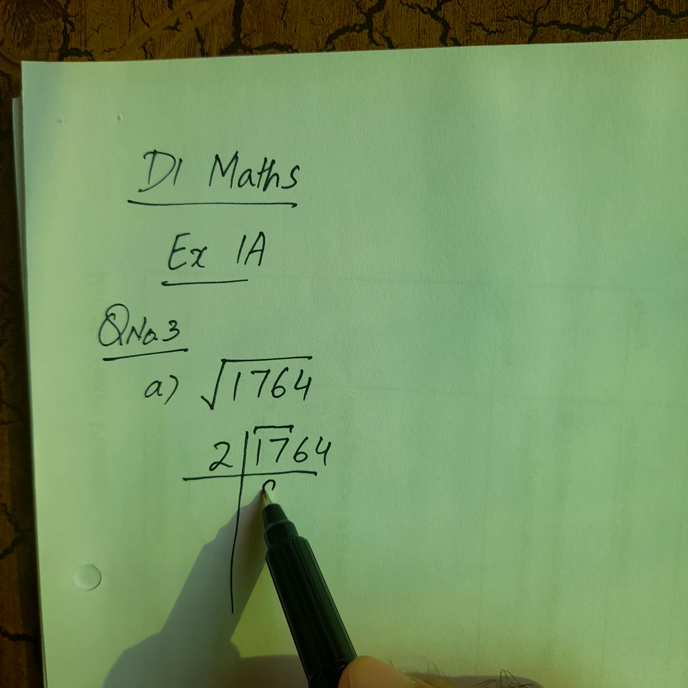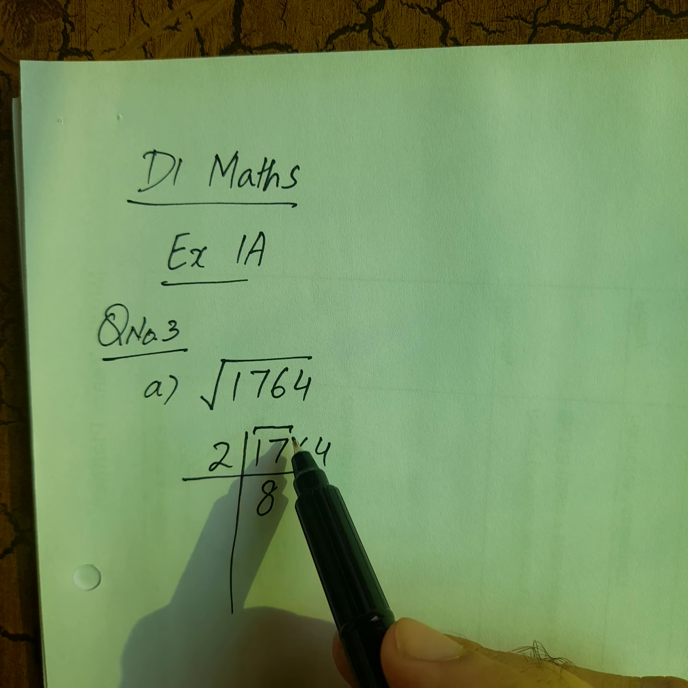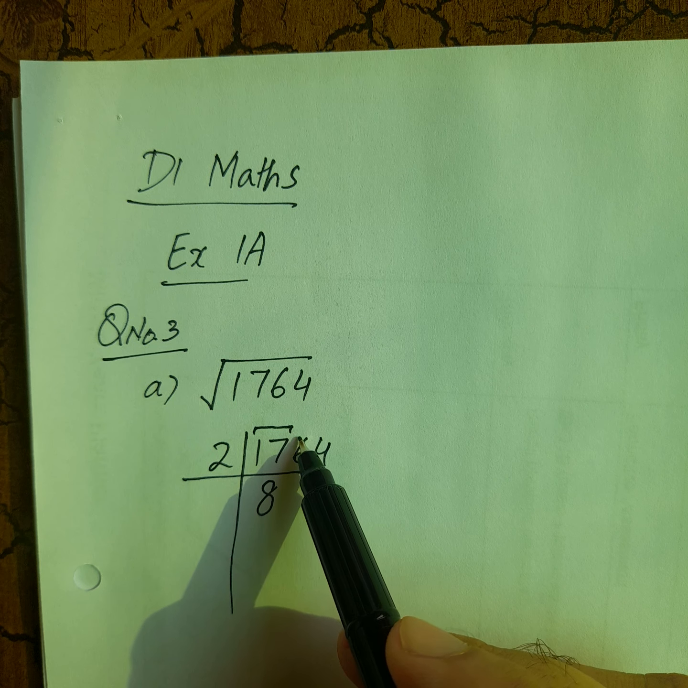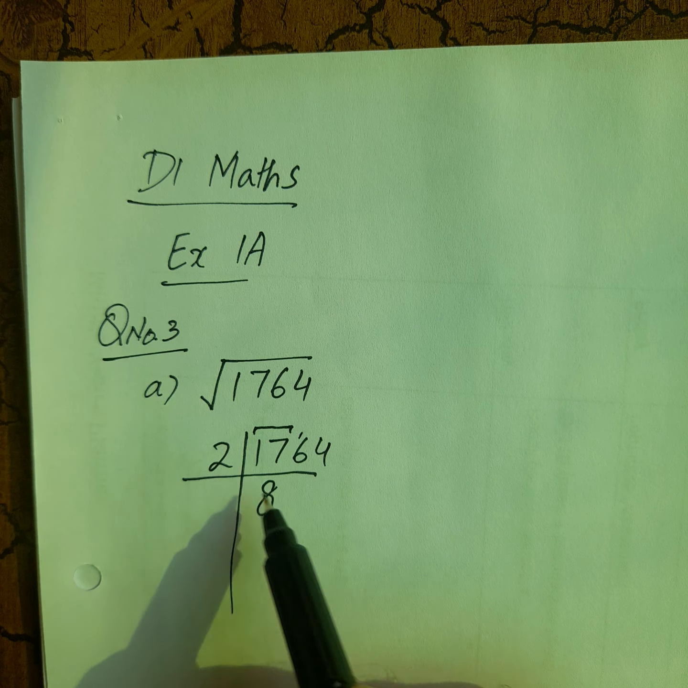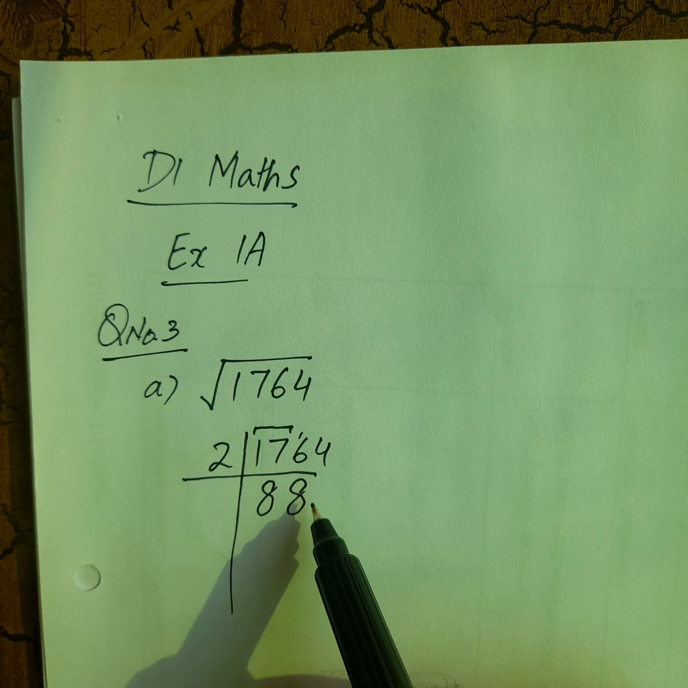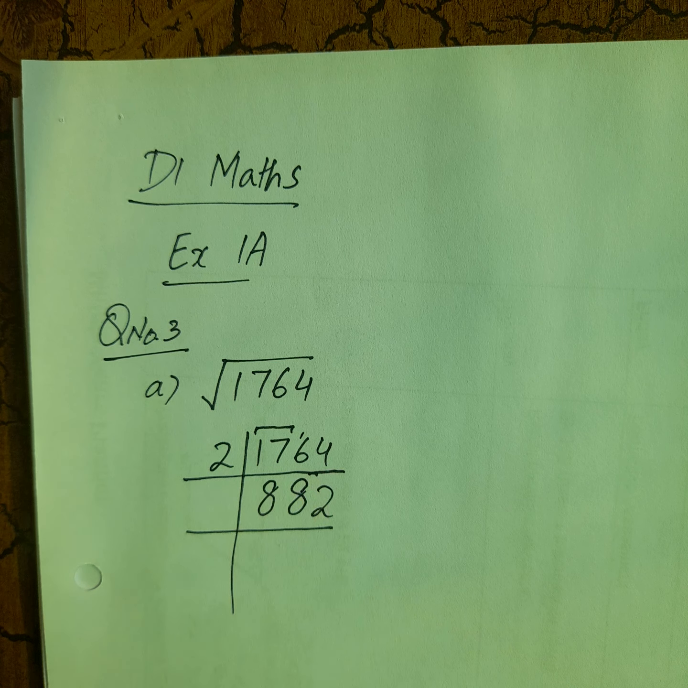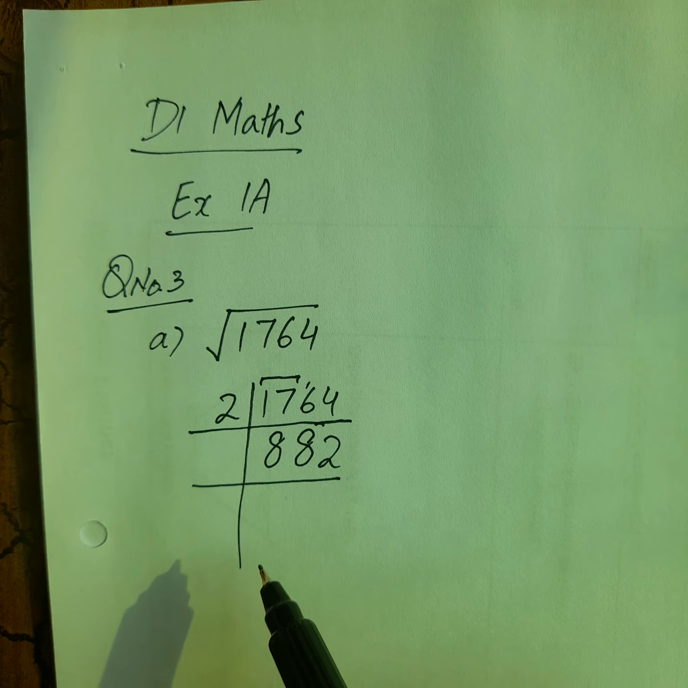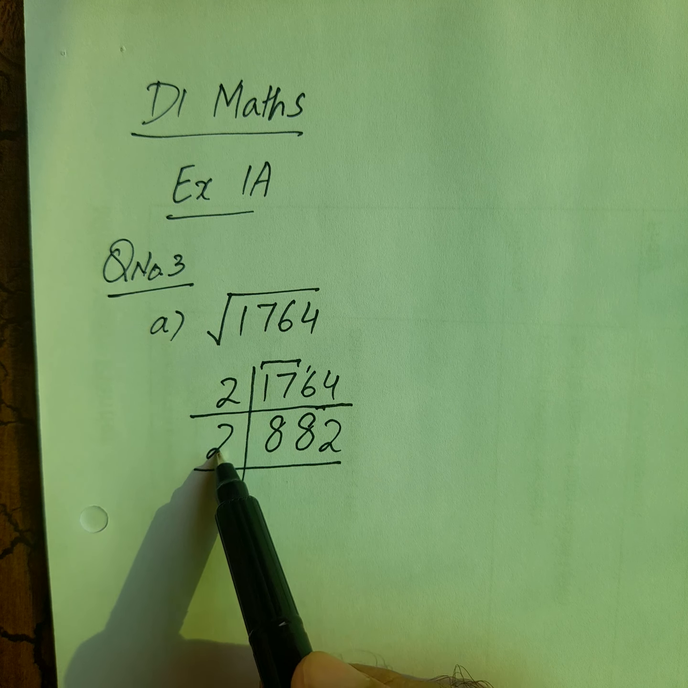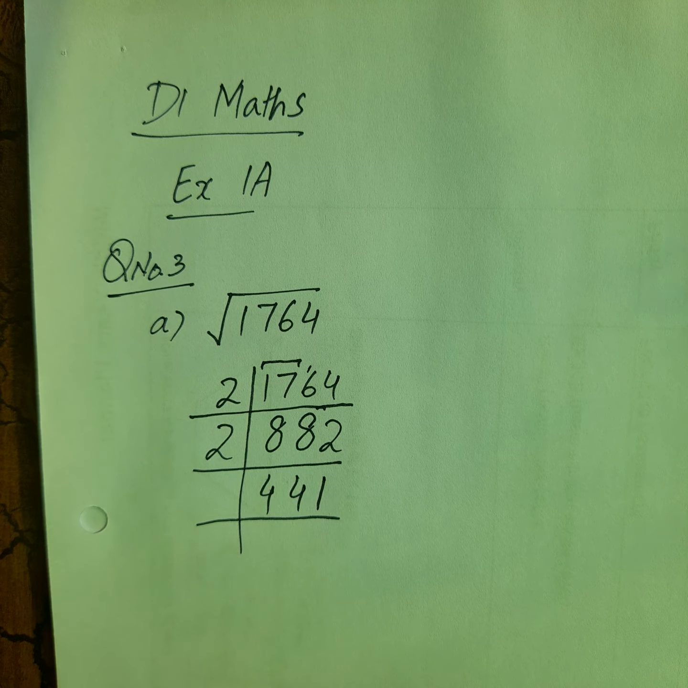2 8s are 16. The difference between 17 and 16 is 1. We will put 1 over here and attach it with this 6, so it will become 16. Now 2 8s are 16 again, and 2 2s are 4. Again 882 is an even number, so we will divide it by 2 again. 2 4s are 8, 2 4s are 8, and 2 1s are 2.